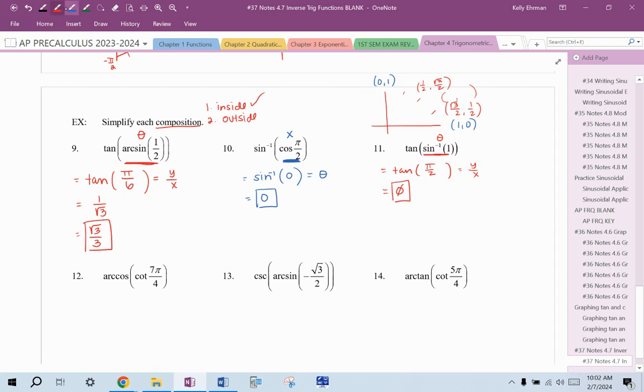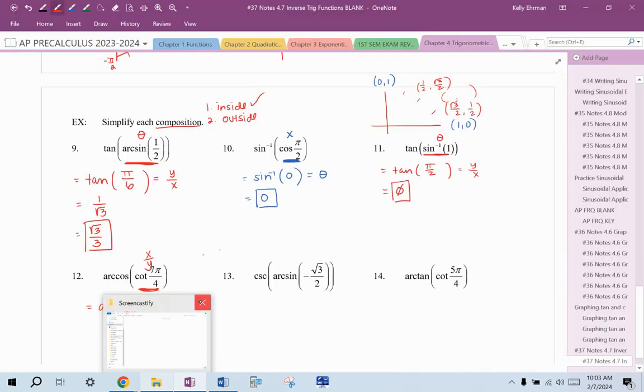Okay, start on the inside here. Cotangent of 7 pi over 4. So let's see. Cotangent of pi over 4 is 1. 7 pi over 4 is in quadrant 4. So the inside should simplify to negative 1. Cotangent is negative in quadrant 4.